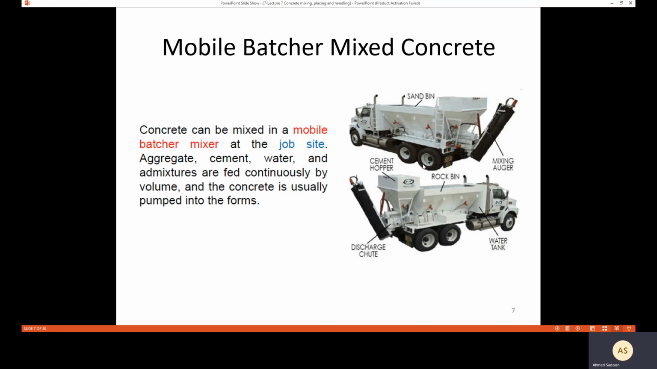So in this truck, here we put the sand and the aggregates. Here we have a water tank, and here we have the cement, and here we have the mixer. We are going to introduce all the ingredients into the mixer, and then here we have the discharge chute. So concrete can also be mixed in a mobile batcher mixer at the job site. Aggregates, cement, water, and admixtures are fed continuously by volume, and the concrete is usually pumped into the forms.